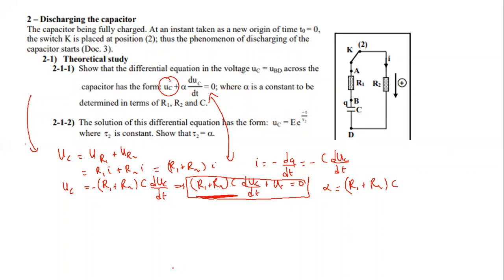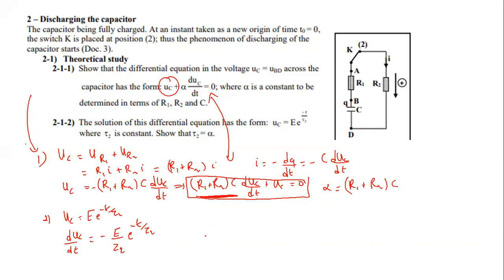The solution of the differential equation has the form, so this is the solution, where tau2 is a constant. Now, show that tau2 is equal to alpha. In order to verify this, so this is a solution. This means it verifies the differential equation. So this is UC, I write here part 2. So UC equals E to the power minus t over tau2. First, we'll find the derivative. So equal minus E over tau2, e to the power minus t over tau2. And then we'll substitute in the differential equation.